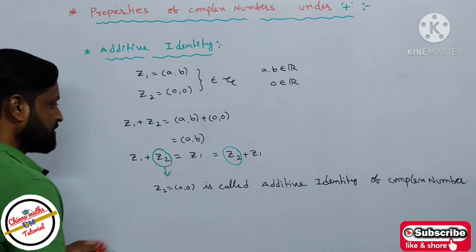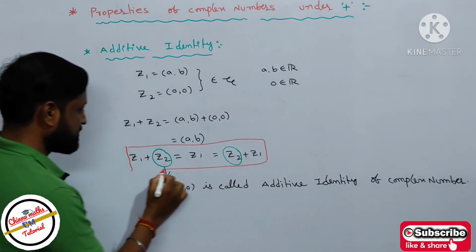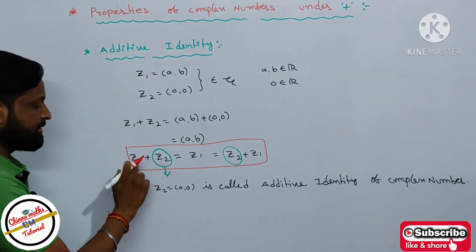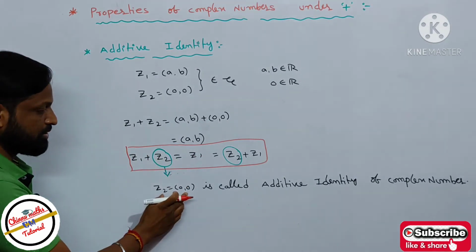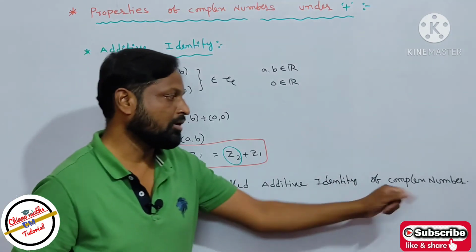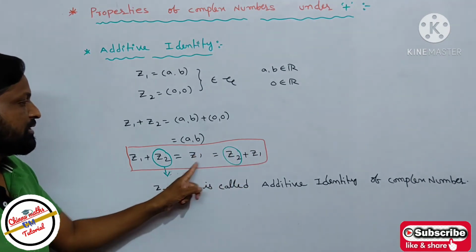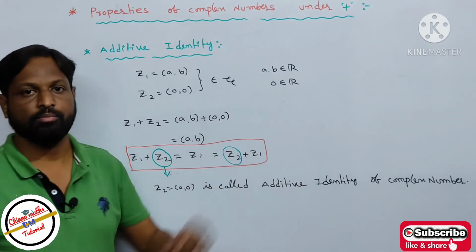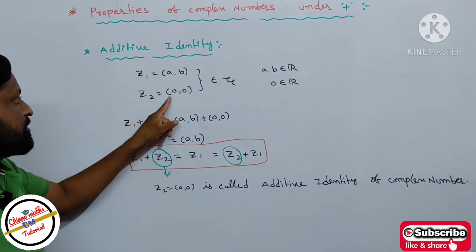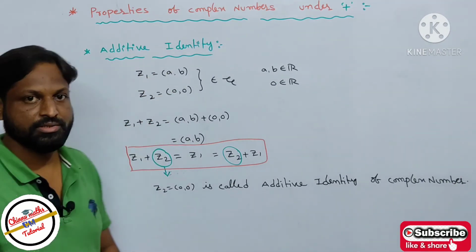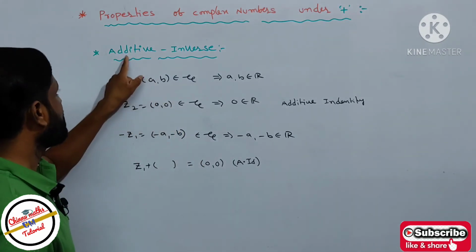So we can observe that the addition of two complex numbers z1 plus z2 again represents z1. Then z2, that is z2 equal to (0, 0), is called the additive identity of the complex numbers. Similarly z2 plus z1 again represents z1, so z2 is the additive identity of complex numbers. Finally, you have to conclude that (0, 0) is called the additive identity of complex numbers under addition. Next we discuss another property, additive inverse.